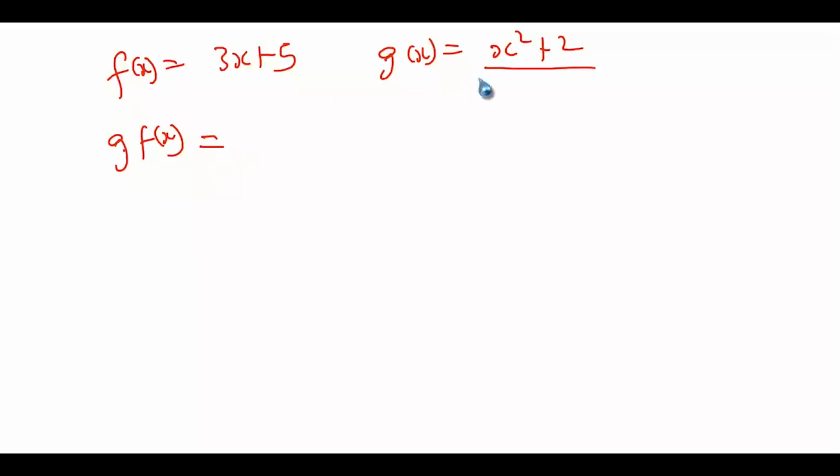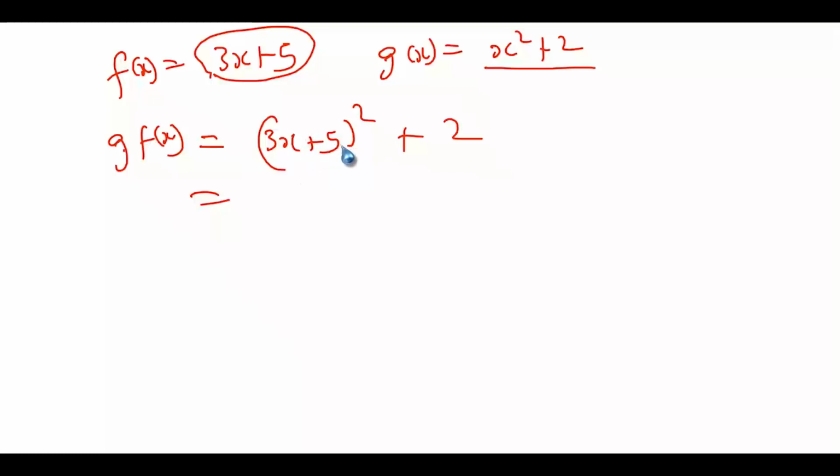So let's insert f of x into g of x. g of x is x squared. So instead of x, this 3x plus 5 will represent my x. So this is x now. Then let's square it, then plus 2. Let's expand this. The shortcut to this expansion is to square 3x, and that will be 9x squared. Then plus the product of 3x and 5 multiplied by 2. The product of 3x and 5 will be 15x multiplied by 2. That will be 30x. Then plus the square of 5. That will be 25.